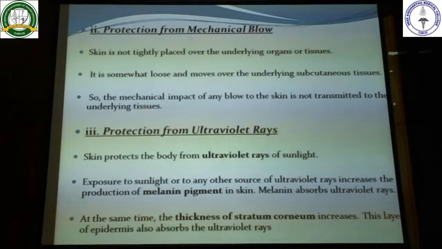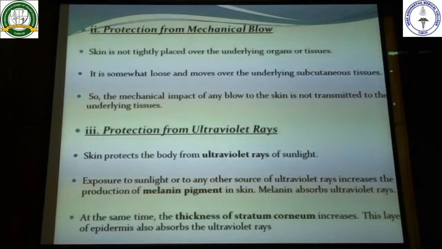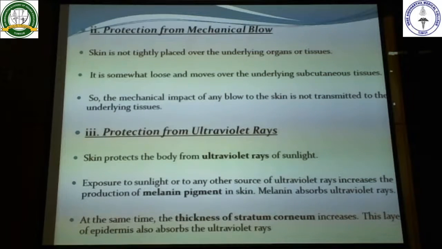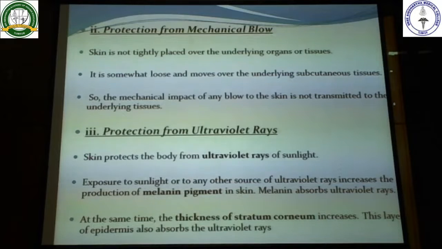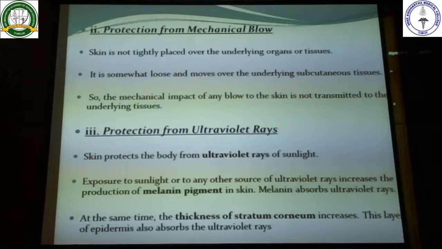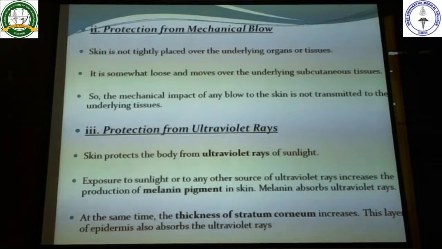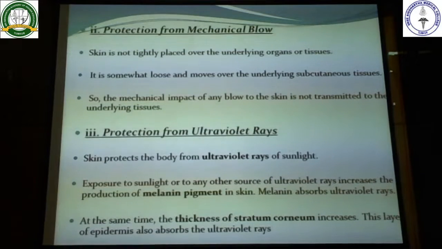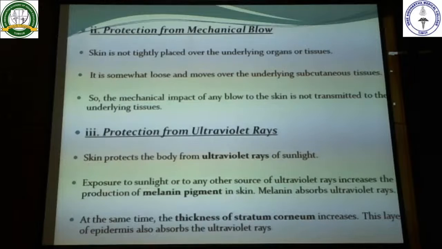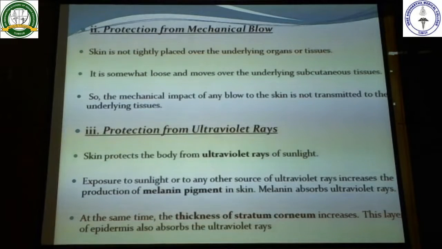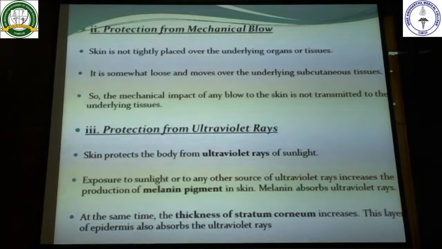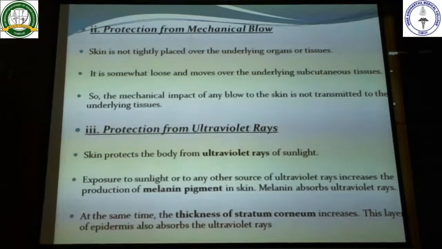Coming to the third thing, the skin provides protection from ultraviolet radiations or ultraviolet rays which are present in the sunlight. Whenever we are exposed to the sunlight, definitely in the sunlight we have ultraviolet rays, and once these ultraviolet rays fall on our skin, there is production of the melanin pigment from the melanocytes in the skin, and this melanin has a protective function. It protects us from the ultraviolet rays by absorbing them.